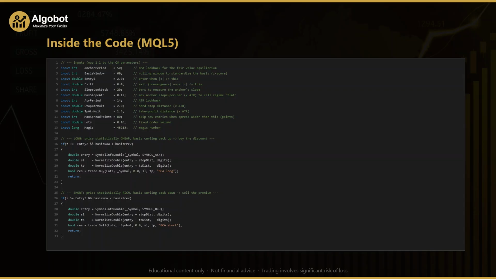The short block is the mirror image. If Z is greater than or equal to EntryZ, and the current basis is less than the previous basis, it reads the bid price, places the stop loss above entry and the take profit below, and calls trade.sell. Notice that both sides normalize their prices to the symbol's digits, and both attach the stop and target at the moment of entry, so risk is defined before the position is even open.